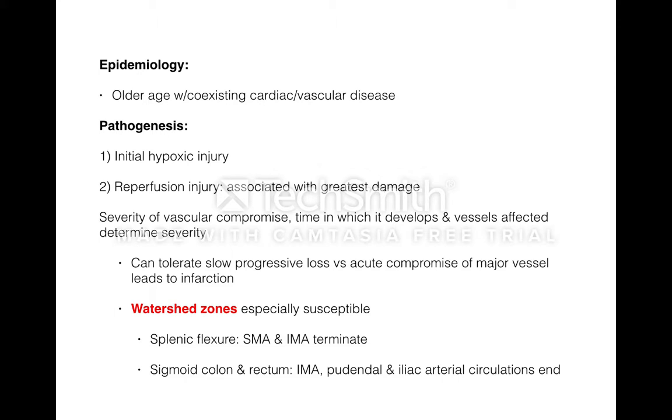A general rule of thumb is that the intestine can tolerate slow progressive loss compared to acute compromise of blood supply. Another main principle is that the watershed zones are especially susceptible. Watershed zones receive dual blood supply from the most distal branches of two large arteries and are thus the least likely to receive sufficient blood, especially if you knock out one of those branches. In the colon, the splenic flexure is a watershed zone that is particularly susceptible to ischemic injury. To an extent, the sigmoid colon and rectum are other areas that are very susceptible.